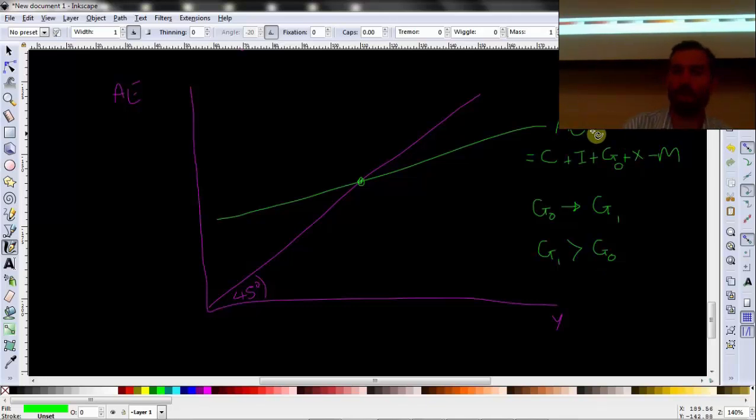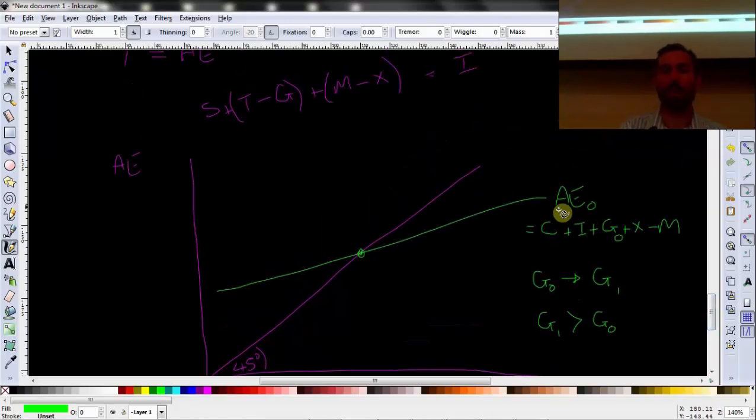I'm going to call this AE0, corresponding to government spending G0. If I were to plot AE1, bearing in mind that AE1 is now going to contain G1, right? Where would I plot AE1 relative to AE0? Above or below?